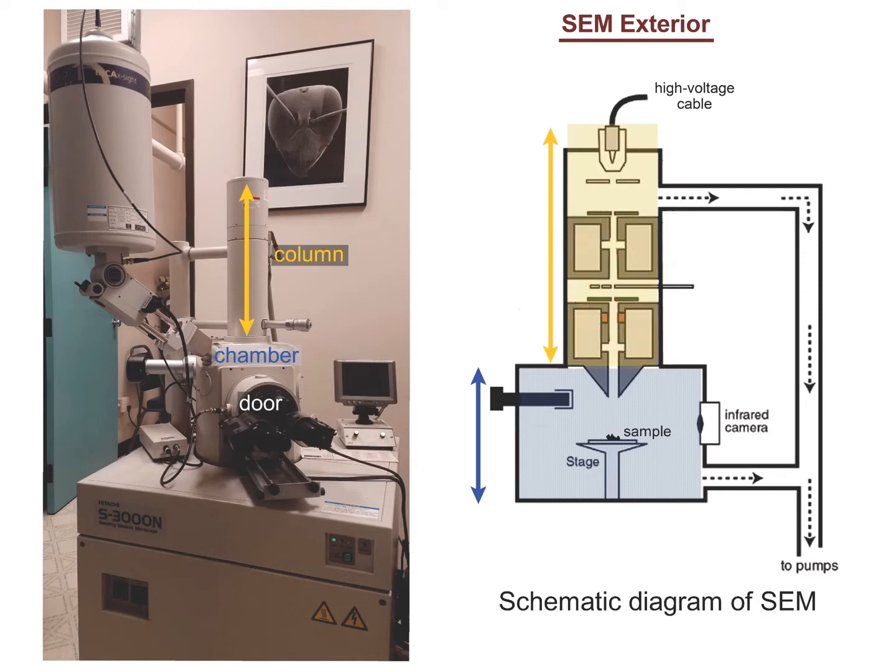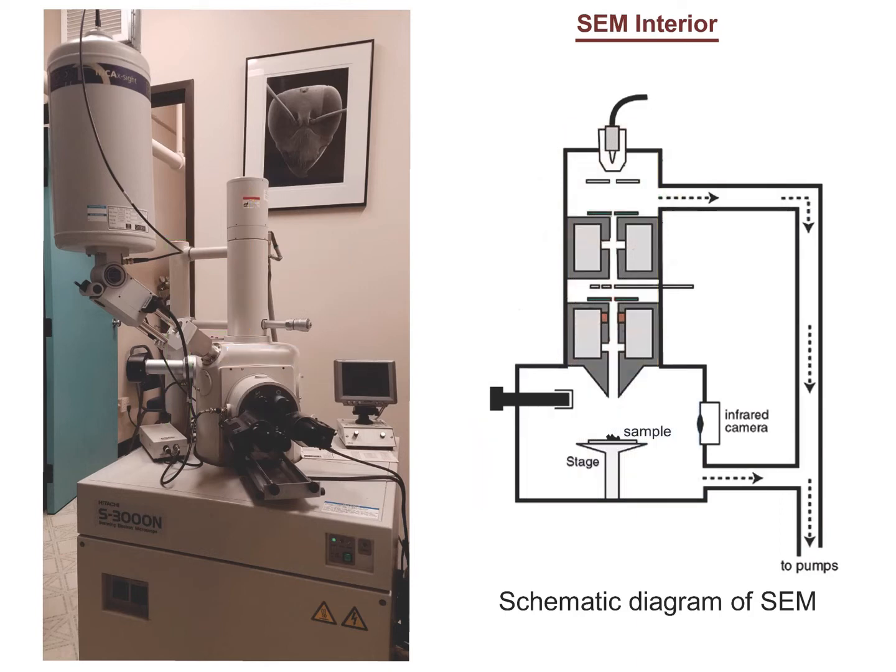The upper part of the microscope is called the column. There are tubes extending from the column and chamber that lead to the vacuum pumps, which are used to create the vacuum in both the column and the chamber. Let's now look at the interior of the column and chamber.